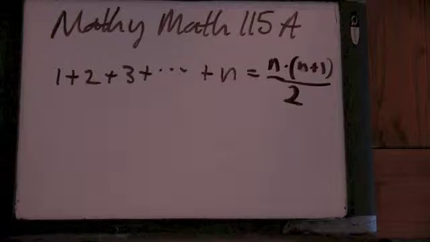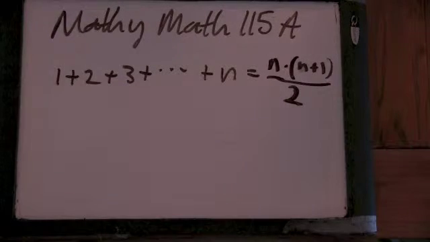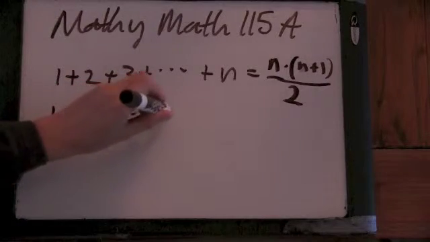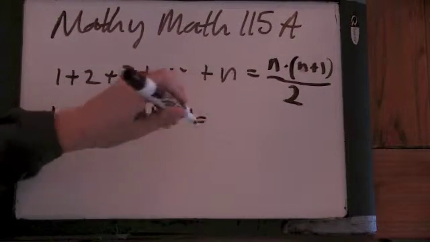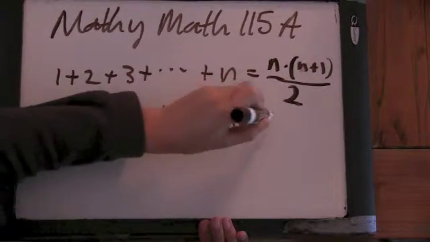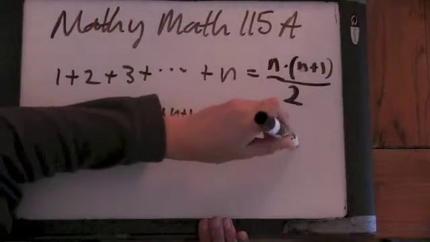One way they ask you to check this isn't a complete proof, but they said add n plus 1 to both sides. How does that help you check? I want to see if you understood what they were getting at. Well, it would make this sum different. So you say 1 plus 2 up to n plus n plus 1 equals n times n plus 1 over 2 plus n plus 1.